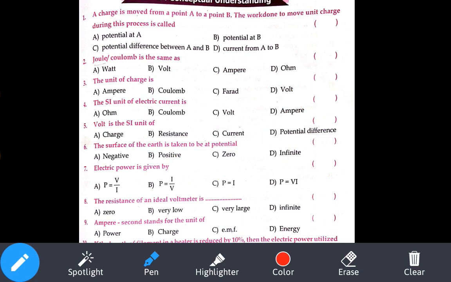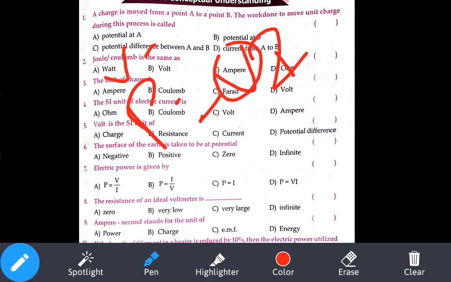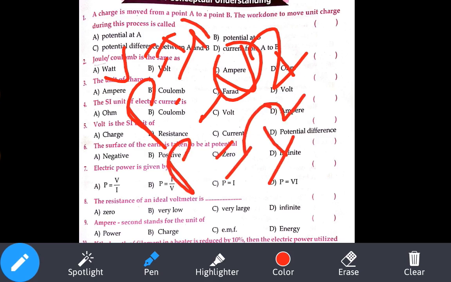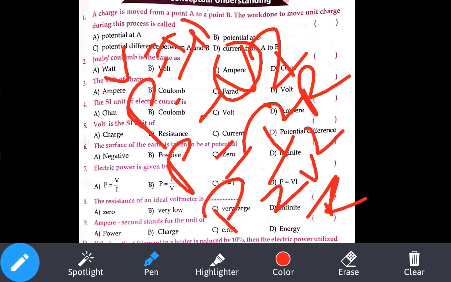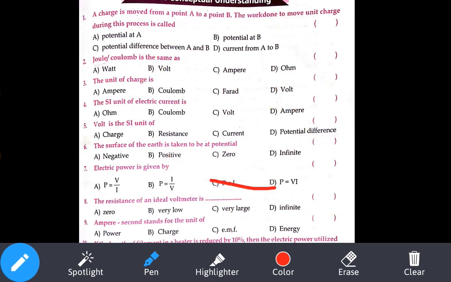Next one, the surface of the earth is taken as a potential. What is the potential of earth? Surface of the earth is zero potential. Electric power, yes, power formula is what? P is equal to VI. According to Ohm's law, V is equal to what? V is equal to IR. Substitute that, what will you get? P is equal to I square R, or we can take P is equal to V square by R. Anything is correct. So what is that option? Option D is our answer. P is equal to VI.